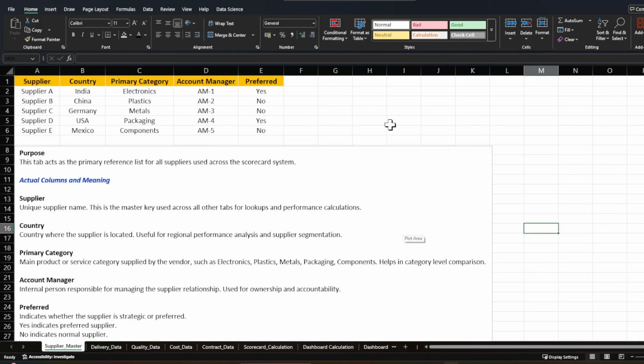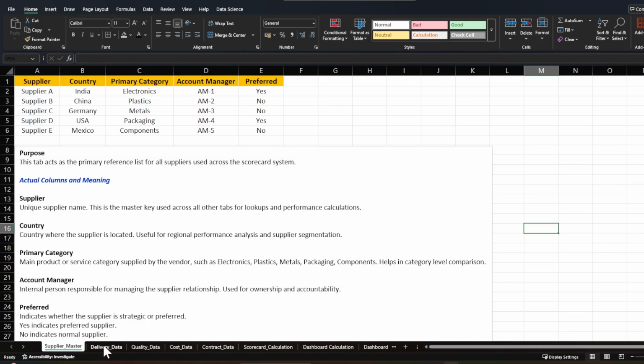The first and foremost data is the supplier master data. The purpose of this tab is to act as a primary reference list for all the suppliers used across the scorecard system. So we have a supplier column, a country column, and which category they belong to. We can also have the reference of account manager and whether these are preferred suppliers or not. We can also have this kind of info.